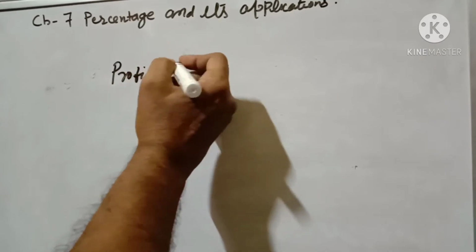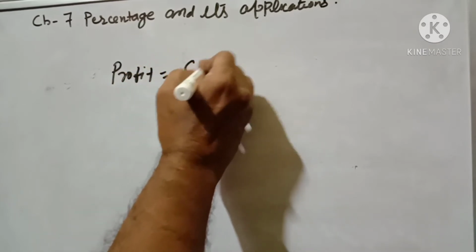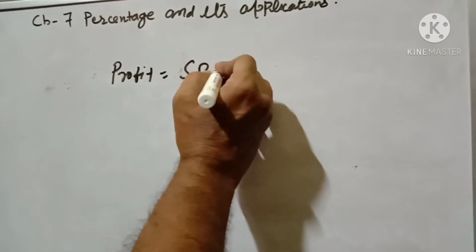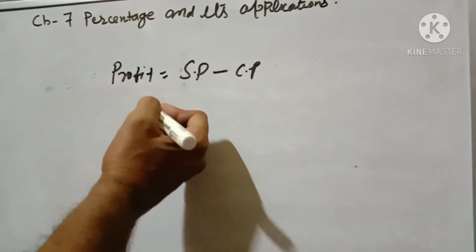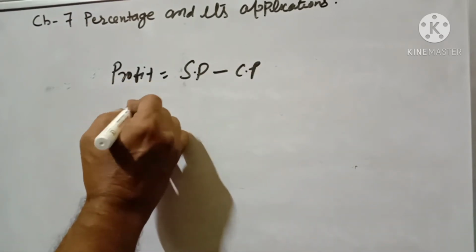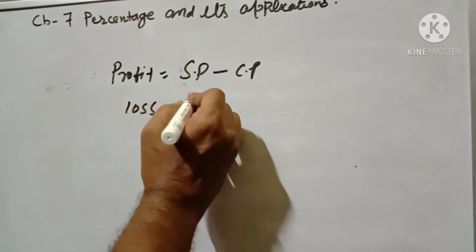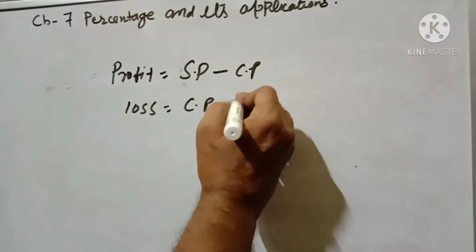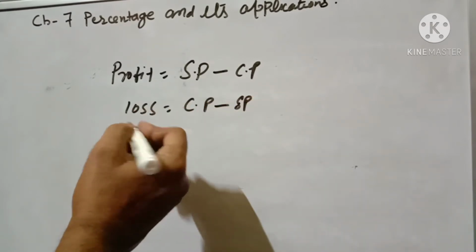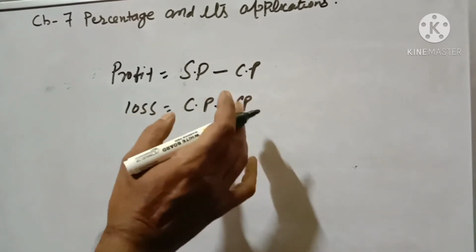Profit, as we know, is selling price, short form SP, minus CP. This is known as profit. And loss equals CP minus SP. This is known as loss.